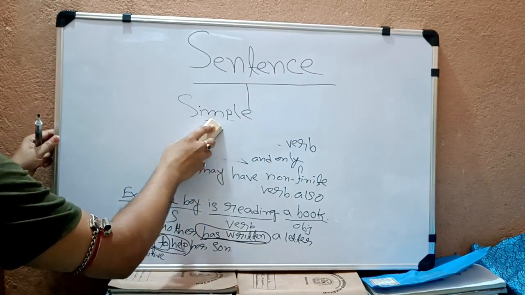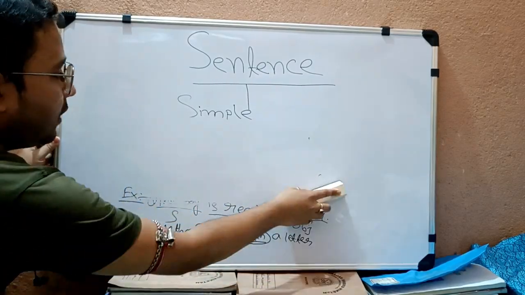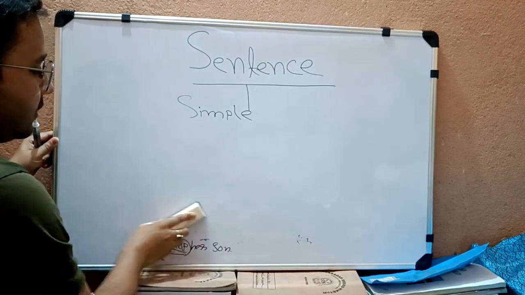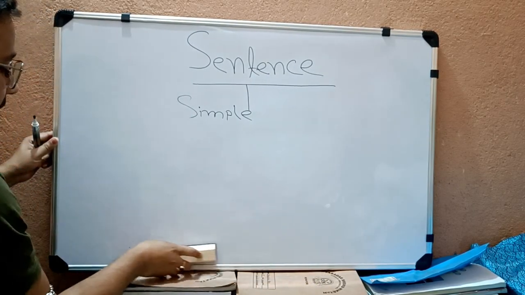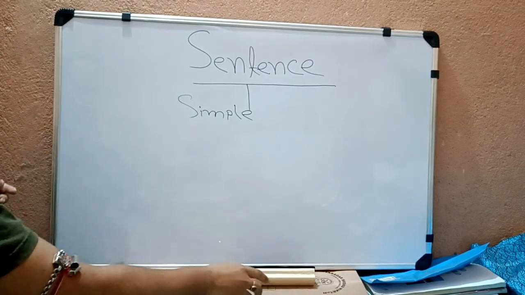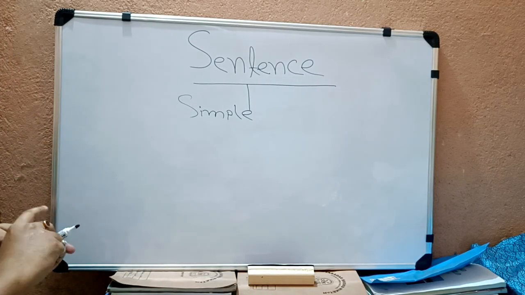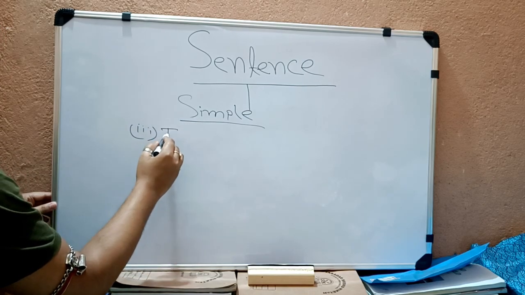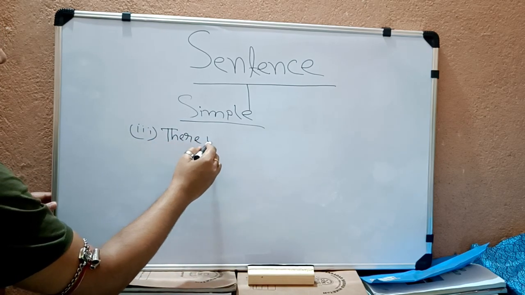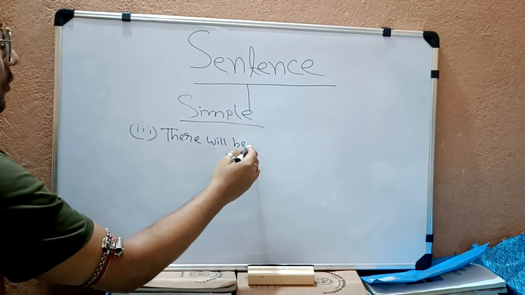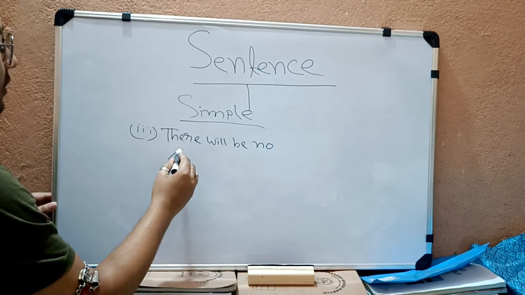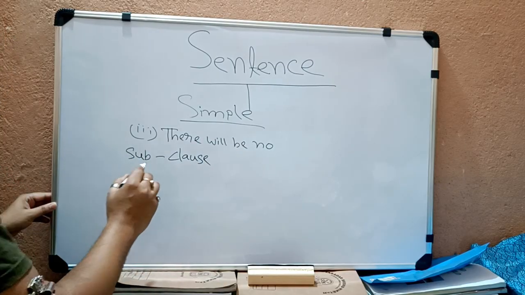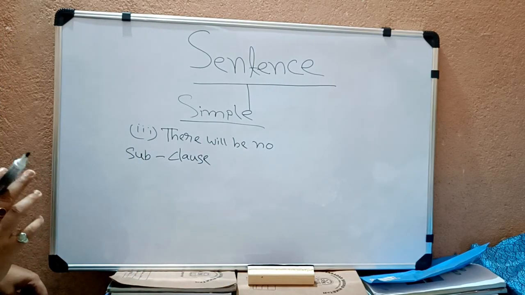Okay, then we will understand it from the root. One question may arise in your mind: if two verbs are there, one finite and one non-finite, then the third point is that there will be no clause, meaning no sub clause, in a simple sentence.